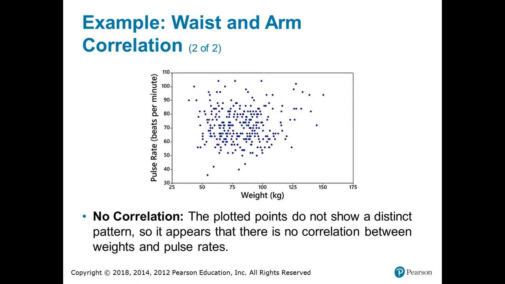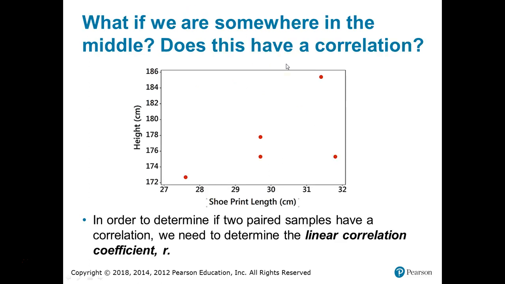This right here represents no correlation. It doesn't seem like it has any kind of general trends, whether that be going up as you move to the right or going down as you move to the right. These seem very random. There's no distinct pattern, so we would say that there is no correlation between weights and pulse rates. They are unrelated events. What if we are somewhere in the middle? Does this have a correlation? I mean, maybe, but it doesn't look like it would be a strong one. But how do we know for sure?